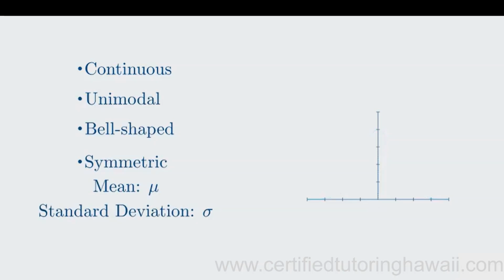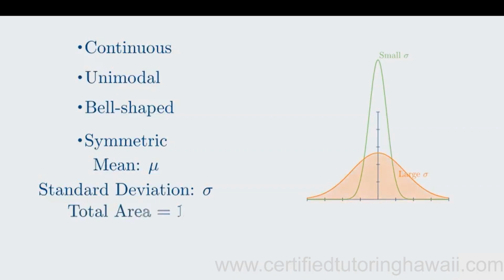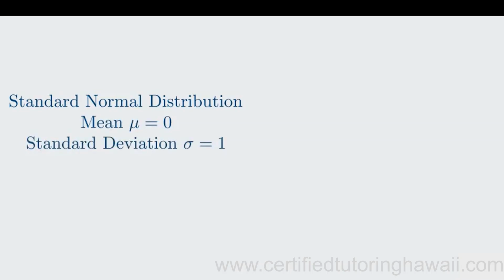The smaller the standard deviation, the more the data is concentrated near the mean, making the curve look tall and narrow. A larger standard deviation spreads the data out, resulting in a shorter, flatter curve. No matter the shape, the total area under any normal curve is always exactly 1, representing 100% of the probability. A very special case is the standard normal distribution. This is a normal distribution where the mean, mu, is exactly 0 and the standard deviation, sigma, is exactly 1.